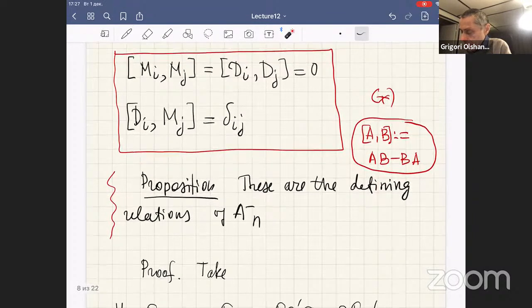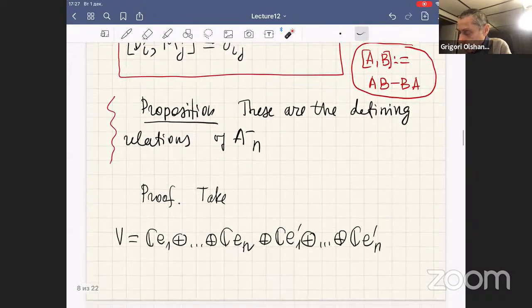The proposition claims that these are the defining relations of this algebra, because by the very definition, this is some algebra of operators, and these relations are obvious, but at first glance, it's not evident that there are no other relations. But the claim is that these relations suffice for the definition of this object. Let me give a proof.